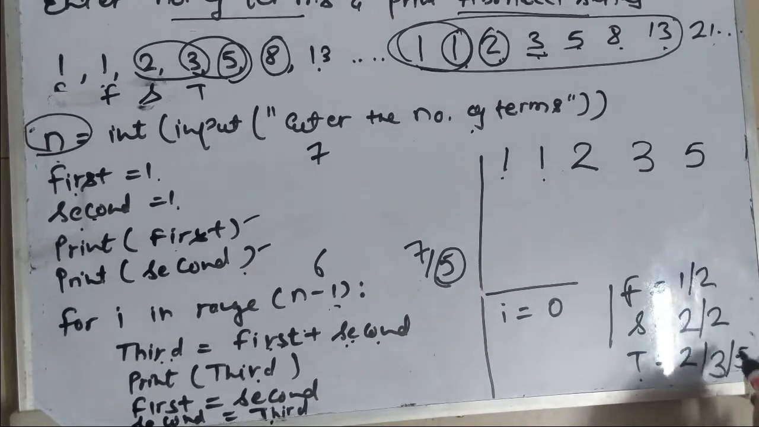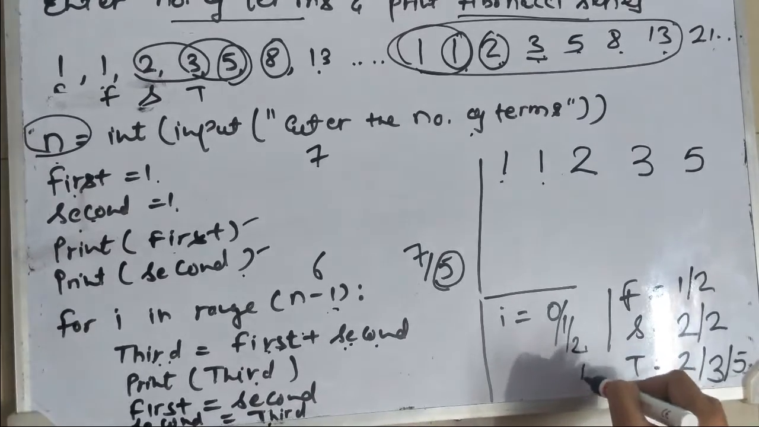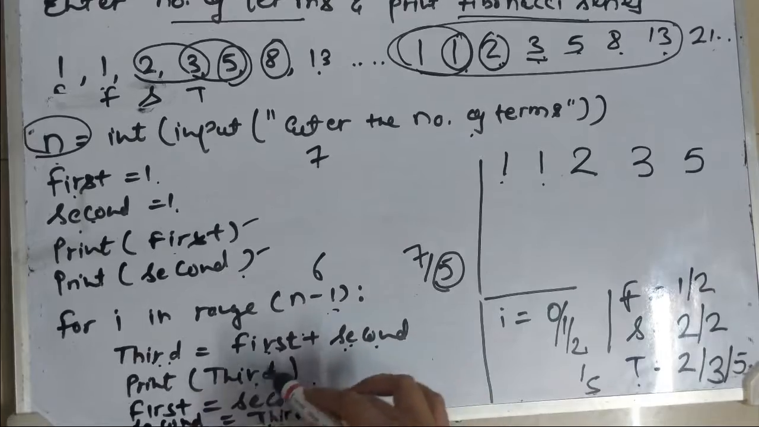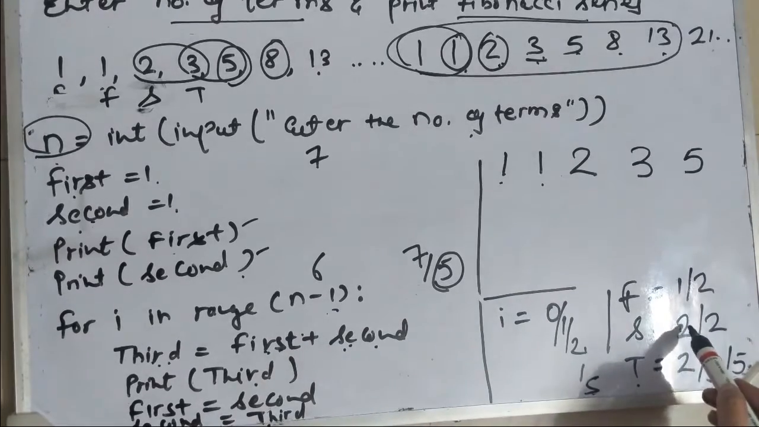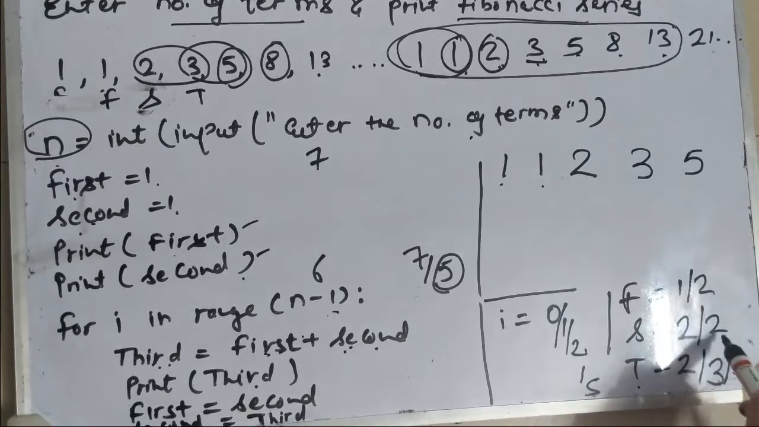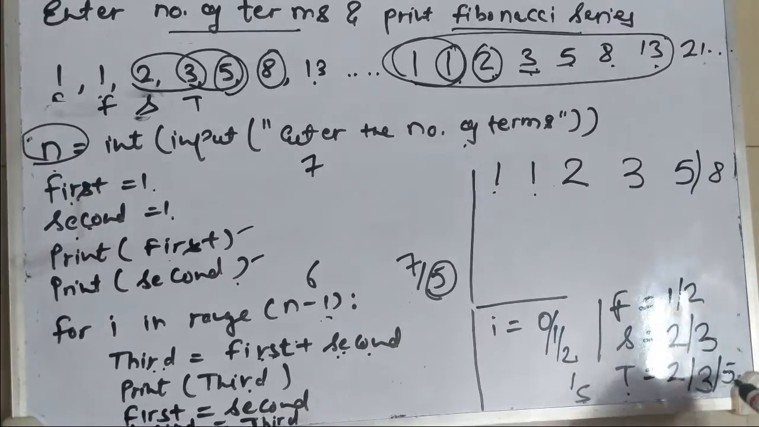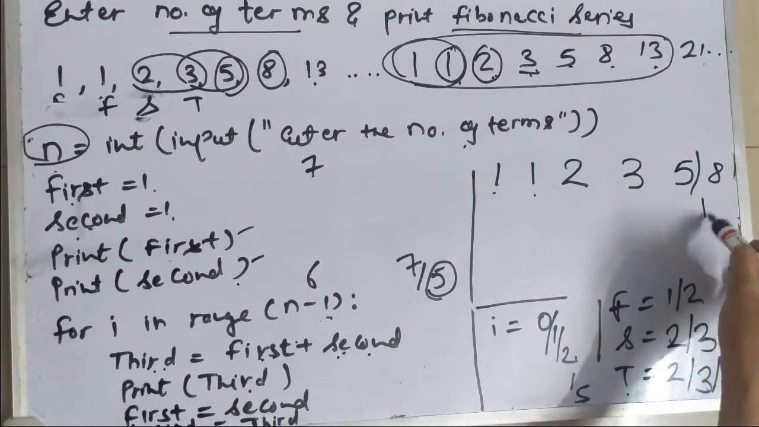After this, again it will execute the loop. The value of i is going to be 0, 1, 2. It will go till 5. So 5 times this loop will execute, and every time it is going to assign the value of second to first and third to second. Next time when it executes, it will do 3 plus 5, which will be 8, and then again 8 plus 5, which will be 13.